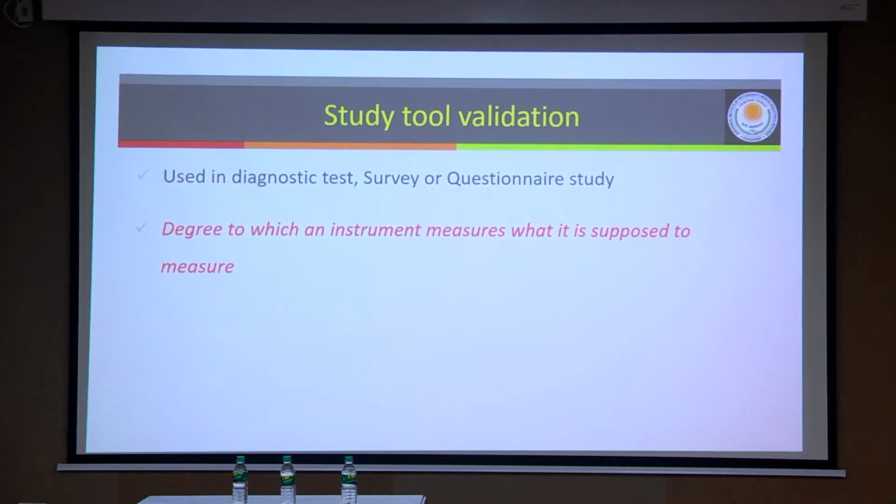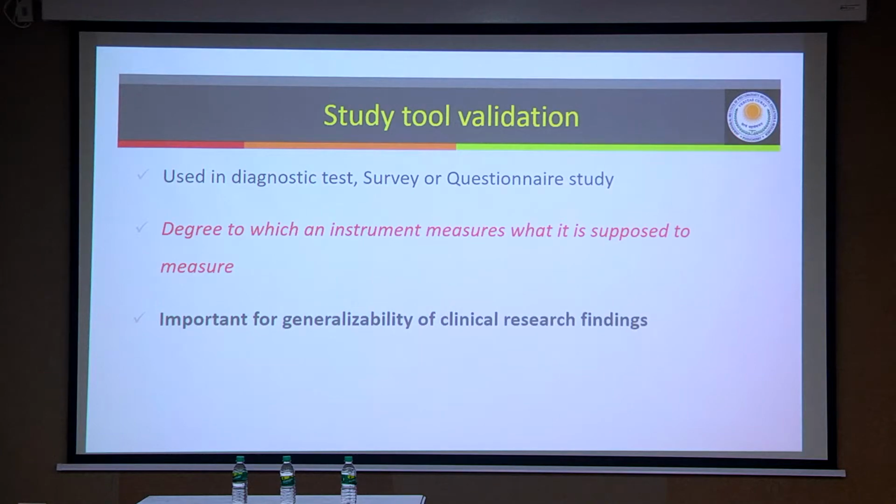Validity is the degree to which an instrument measures what it is supposed to measure. You have created a questionnaire, you should know whether it will be able to give the details which you wanted to get. It is also important for generalizability of your findings. Why are we all doing a study? If you do a study, you get something and you want to tell the world that if you do this, this will happen. This is called generalizability. You do it in a specific population and extrapolate to the entire world. But in order for that to happen, you need to make sure that the tool which you are using is validated. Let's see how we can validate this tool.